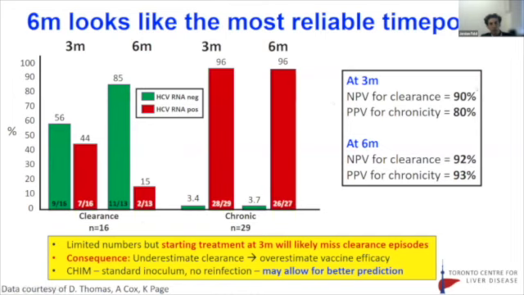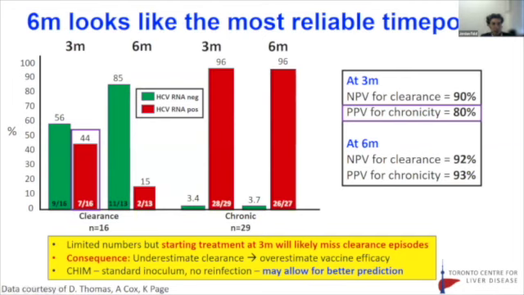The problem is, you can see that the negative predictive value for clearance is high, it's 90%, and it doesn't really get any better at 6 months, it's 92%, but the positive predictive value for chronicity, so if you're chronic at 3 months, you only have an 80% positive predictive value of going on to chronic infection. And if you look at this more specifically, actually 44% of the people in this cohort, albeit small numbers, that were still positive at 3 months went on to clear.